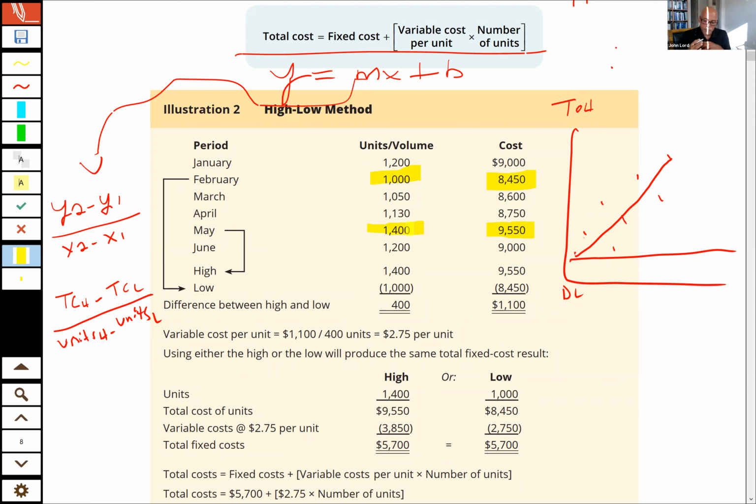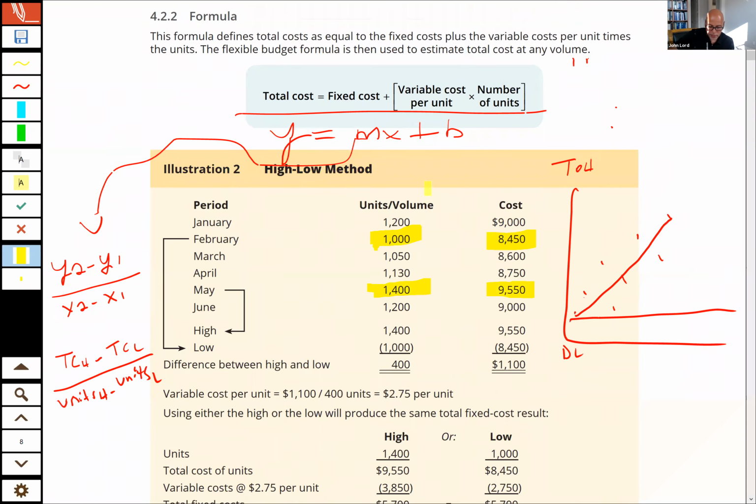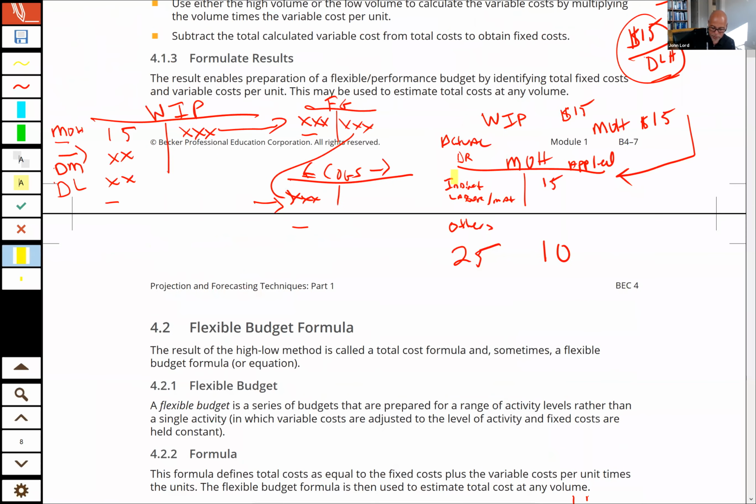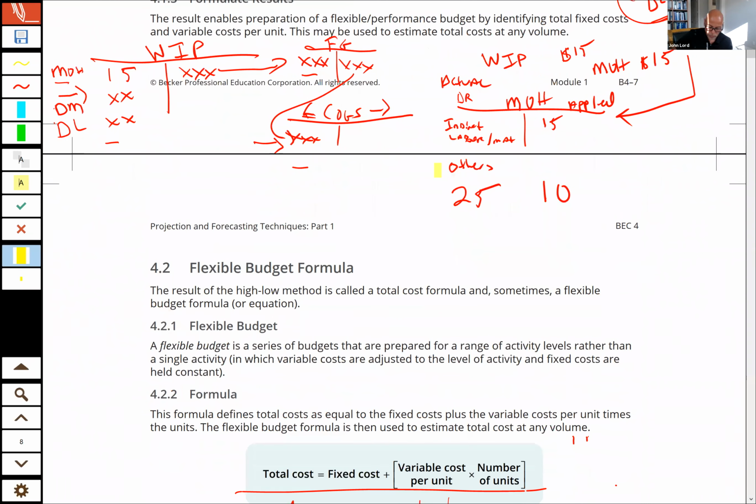Now, because this may not be moving linearly, you may have a situation where your high and low units and costs don't line up. For the high-low method, you always look at the units to find your high and low. All that's telling you is this isn't lining up linearly. So what? We're just trying to get a rough approximation of how our overhead costs are moving, and then we're going to make an adjustment at the end of the period for my under or over applied overhead.